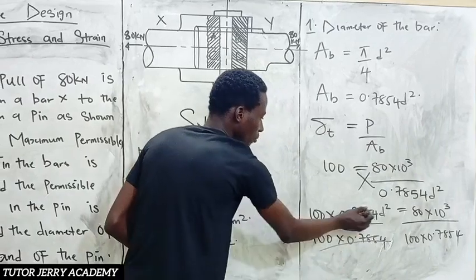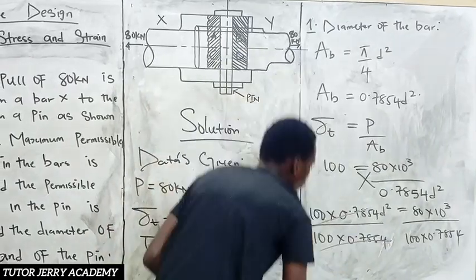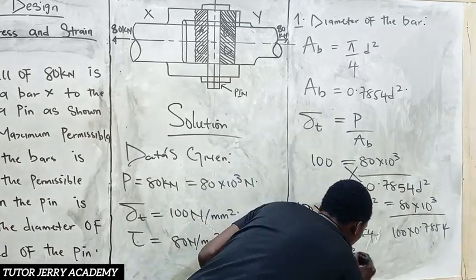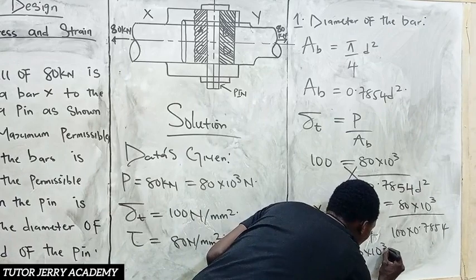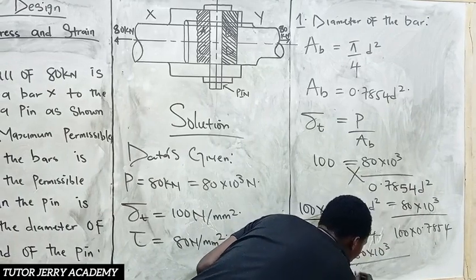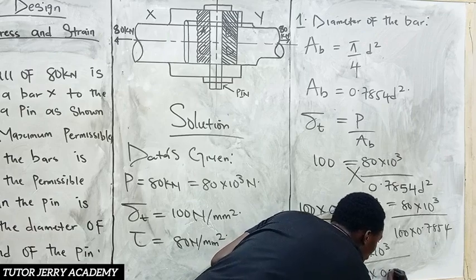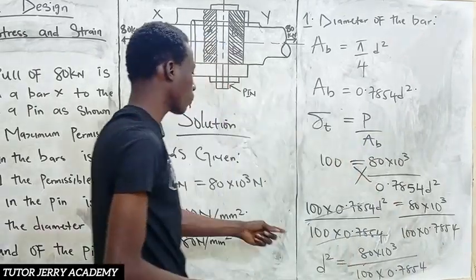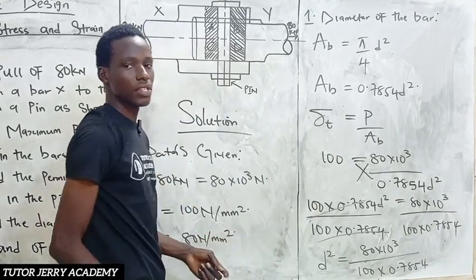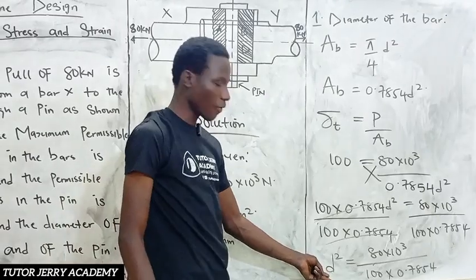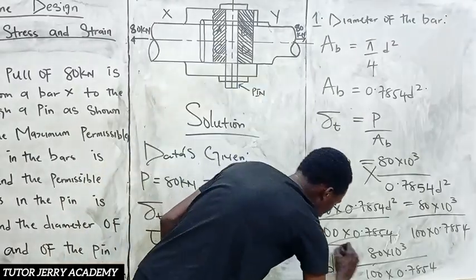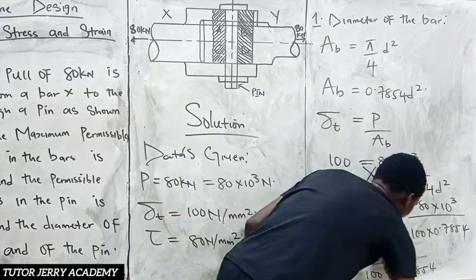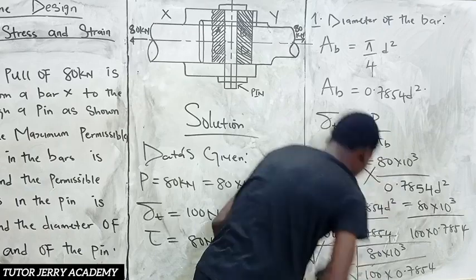So of course, we go with this, and lastly, we are going to be left with d square equal to 80 times 10 to the power of 3 all over 100 times 0.7854. Of course, from this point, we can take the square root of both sides and we are going to have our value of d. So we can square both sides. Square root will go with square here, and we can also square this side.